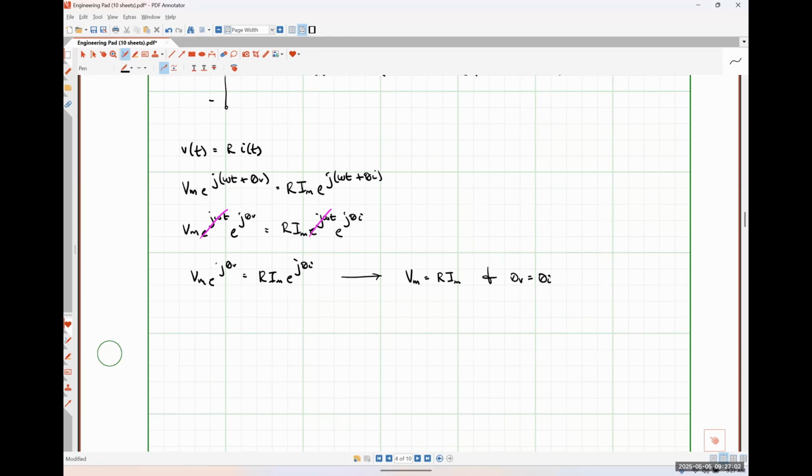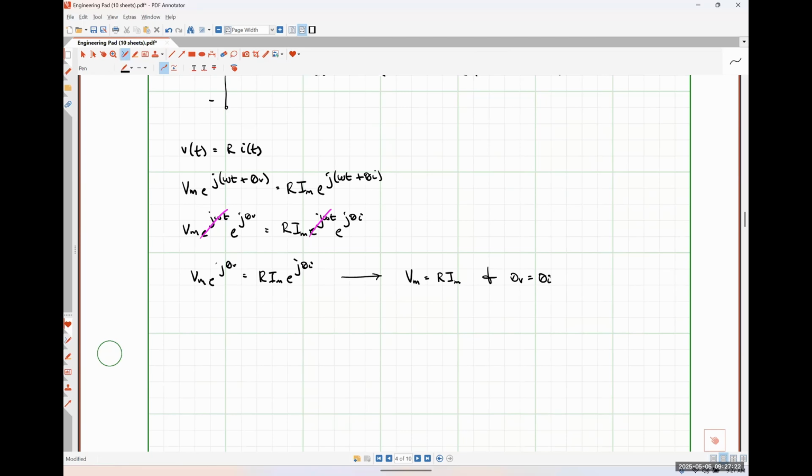So essentially, a resistor does not introduce any phase shift between my voltage and current. So if theta v is equal to theta I, then those signals perfectly align with each other in both time and frequency. Okay.